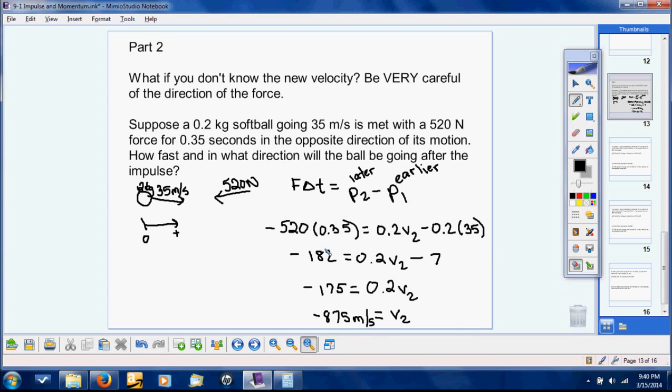As small as the time seems, it changed direction and had a huge difference in its velocity. So it's not only going at that much speed, it's going in the opposite direction. So you would say as a final answer 875 meters per second in the opposite direction.